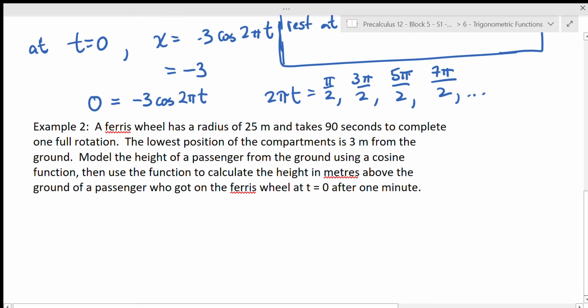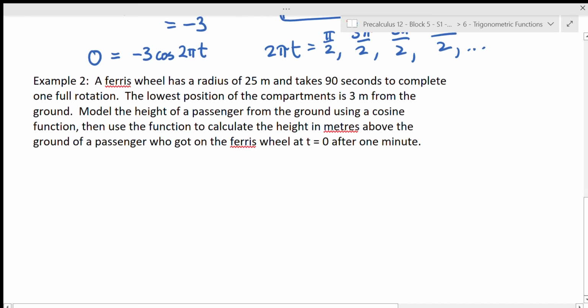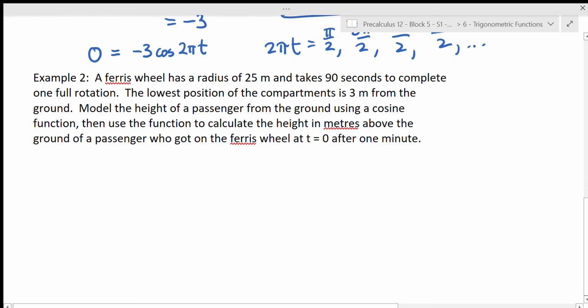Second example, we have a Ferris wheel with a radius of 25 meters that takes 90 seconds to complete a full rotation. The lowest position of the compartments is 3 meters from the ground. How can you model your height above the ground while riding using a cosine function? We actually want to model the height, and then use the function to calculate the height in meters above the ground of a passenger who got on the Ferris wheel at t equals 0 after 1 minute. Let's draw a picture.